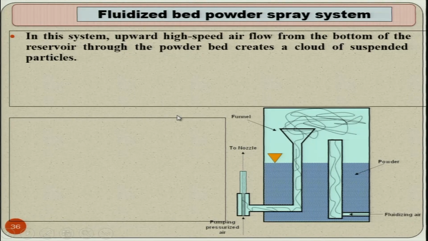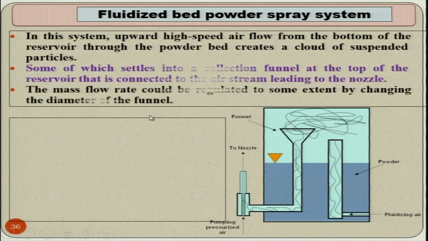In this system, upward high speed air flow from the bottom of the reservoir through the powder bed creates a cloud of suspended particles. This is the cloud of the suspended particles, some of which settles into a collection funnel at the top of the reservoir that is connected to the air stream leading to the nozzle. This is the air stream and this is leading to the nozzle over here.